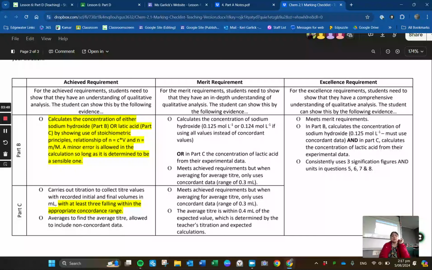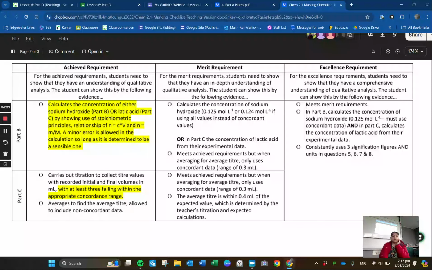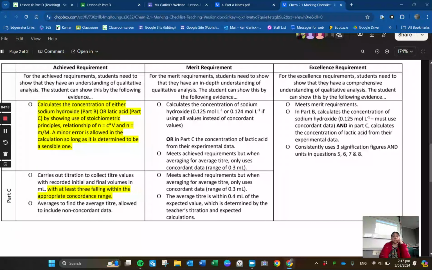So for example, calculate the concentration of the sodium hydroxide or lactic acid. Just showing me that you understand n equals c times v, or n equals m divided by big M, something along those lines. So that was for the Achieved for Part B. For Part C, I'm looking for if you can carry out a calculation, if you can collect data, and average that data as well.